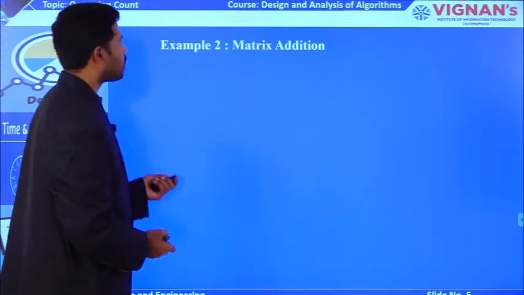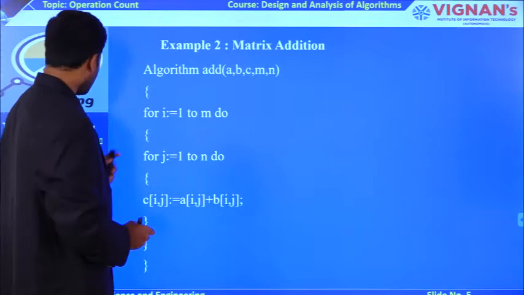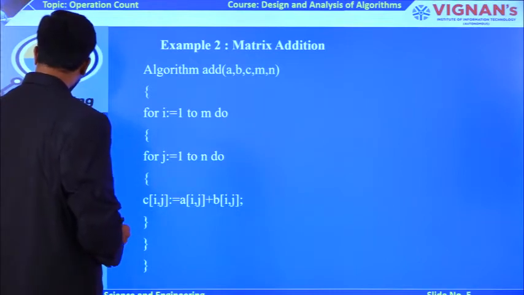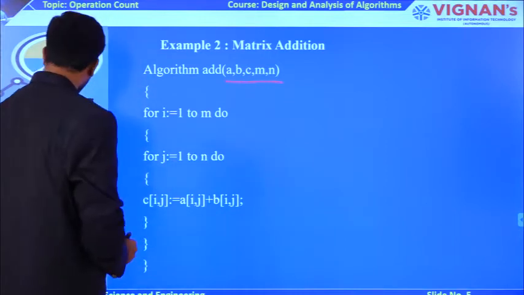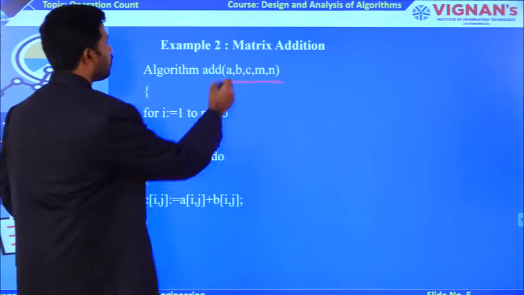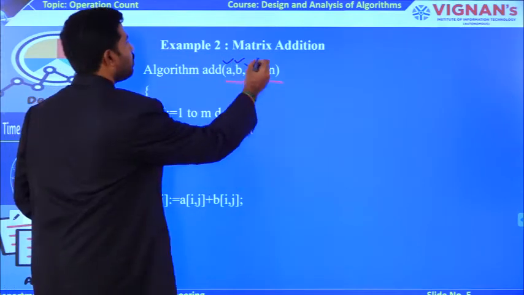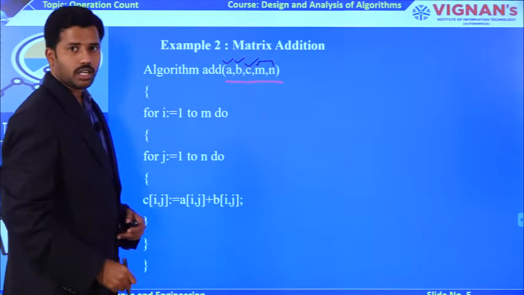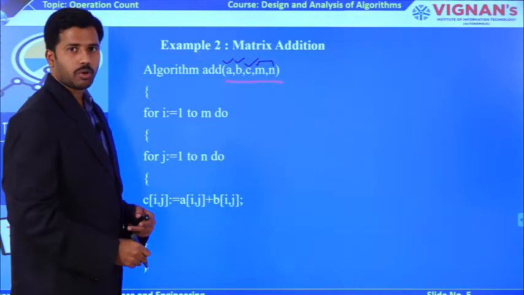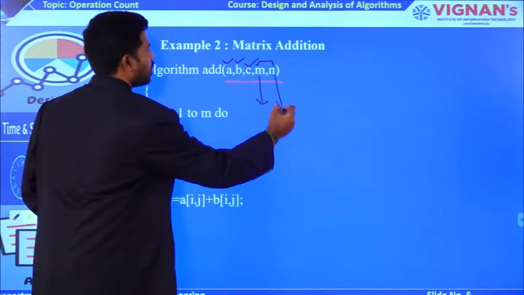Now you try to focus on the second example. You are aware of the matrix addition, right? In the matrix addition, how many parameters are you taking as an input? 5 parameters. The first 2 parameters will be considered as input arrays, and the third parameter will be considered as an output array, and m and n define the dimension of your input and output matrix. M defines the number of rows and n defines the number of columns.